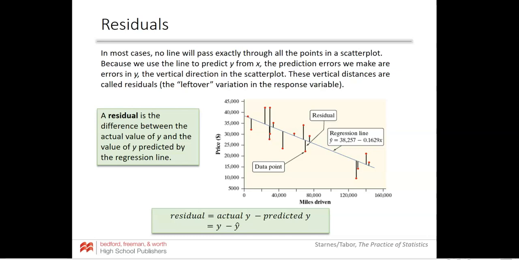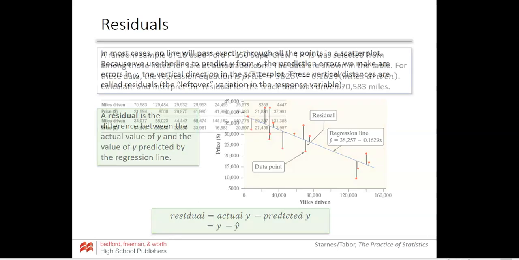So you can see if the actual y value is below the line, the red dot is below, you're going to have a smaller number minus a bigger number, so you're going to get a negative residual. If it's above the line, the actual is going to be bigger than the predicted line, and so you're going to get a positive residual in that case.